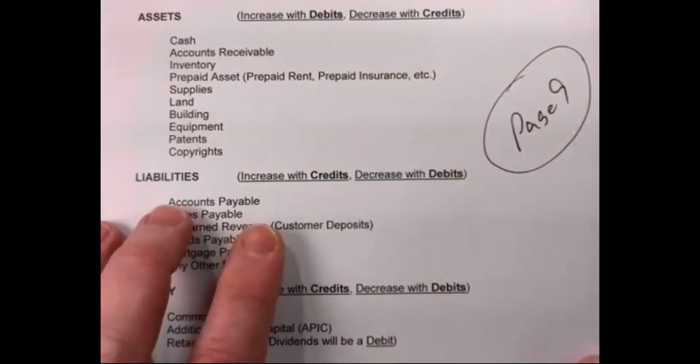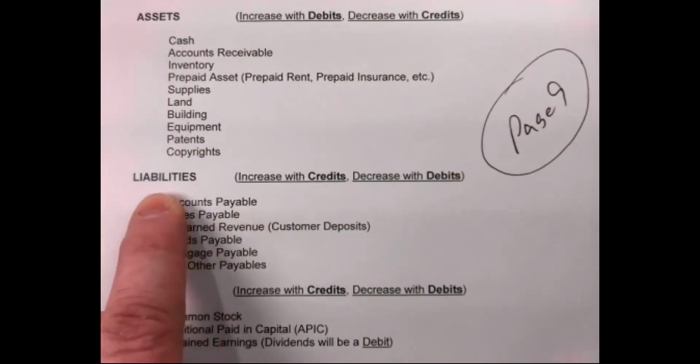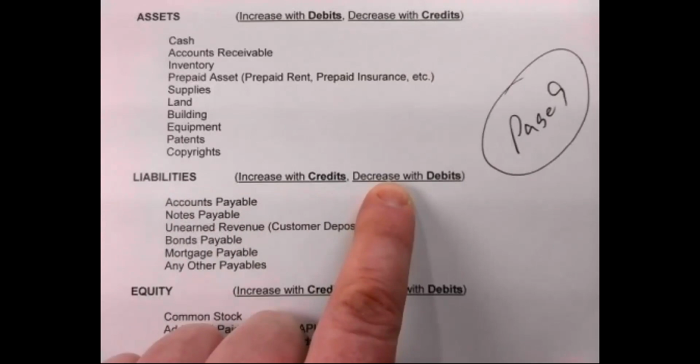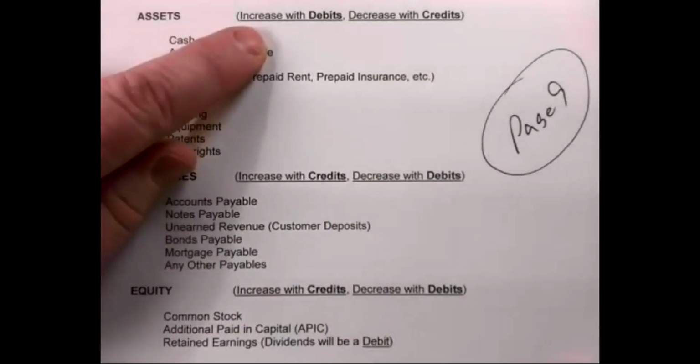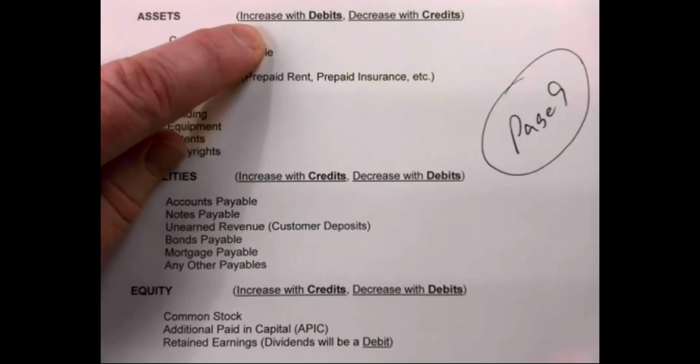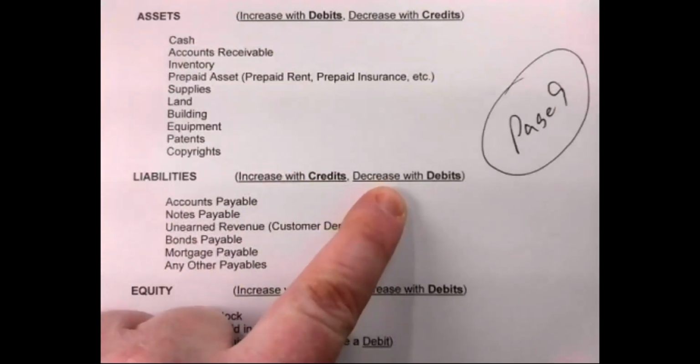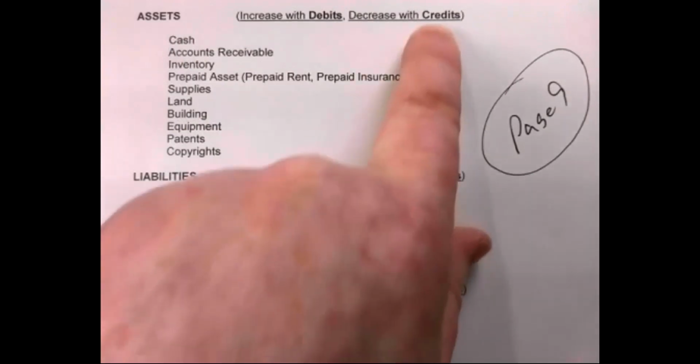Now, let's look at liabilities. Liabilities are a little bit different. They increase with credits and decrease with debits. It's just the opposite. So, if you're wondering, do debits increase the account? Well, it depends. If it's an asset, it increases the account. If it's a liability, it decreases it. And so on and so forth.